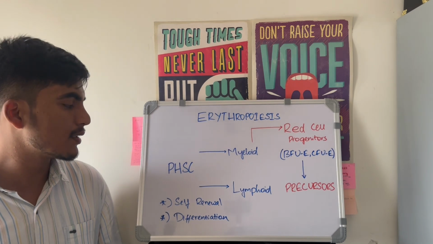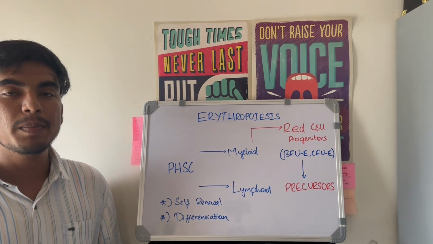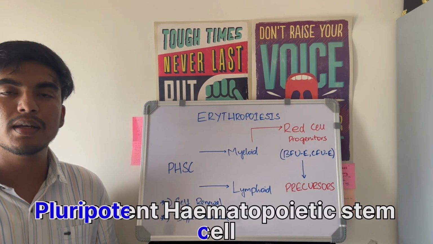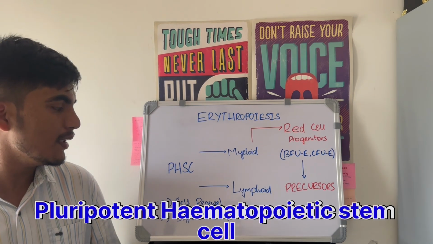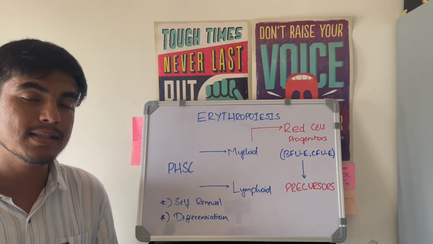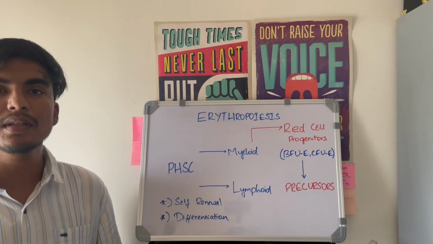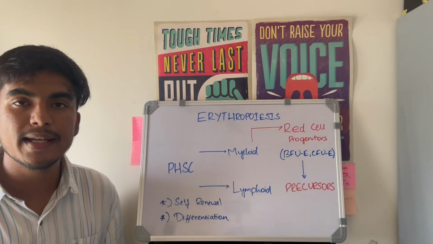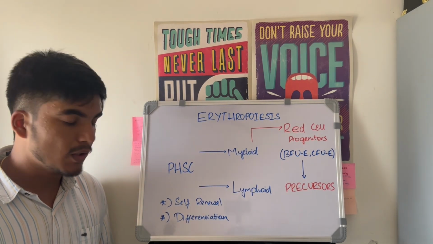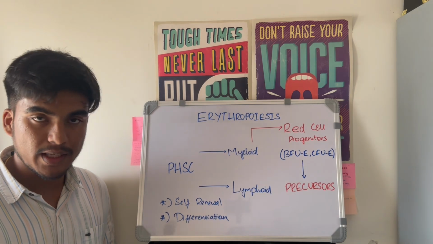This stem cell is called PHSC. PHSC means pluripotent hematopoietic stem cell. From this PHSC, red blood cells, WBCs and platelets are formed. Right? This PHSC has two types of properties. Those are self-renewal and differentiation.